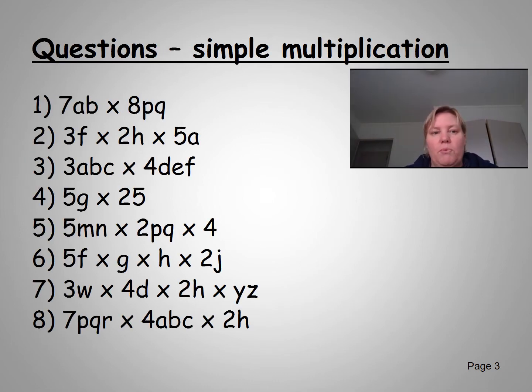All right, so let's have a look at some of these questions. I'm going to do the first couple with you, and we'll see where we go, and then leave you to do the rest. Okay, so 7AB times 8PG. 7 8s are 56, and then there's ABPG. See that? Alphabetical order. Number 2, 3 2s are 6, times 5, 6 5s are 30, and then I need to get it in alphabetical order, and the alphabetical order there would be AFH. Okay, good job.